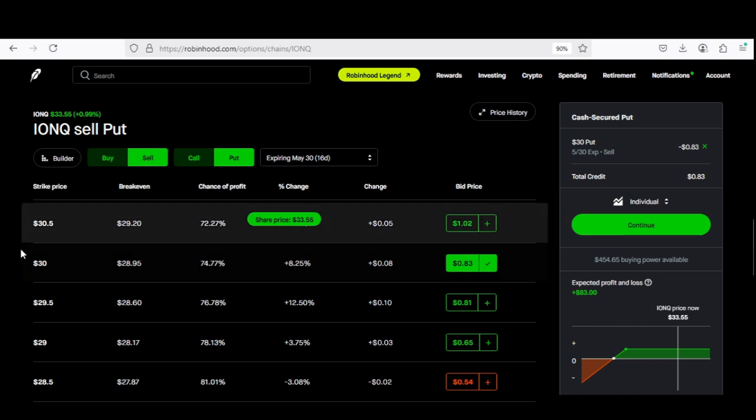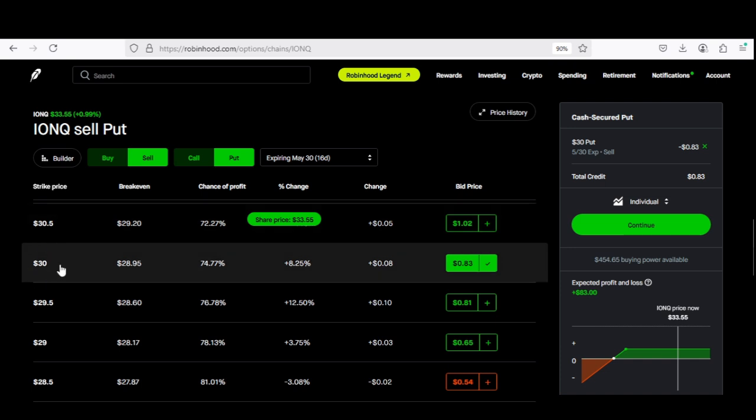Now, if the share price stays above the $30 price, then you get your collateral released back to you. Your collateral is once again the $30 strike price you chose multiplied by 100 shares, which is $3,000. Now that you have your $3,000 back in your portfolio, plus your $83 of income, what are you going to do? Well, you're going to do this option strategy again and again. And that's where the consistency part comes in.